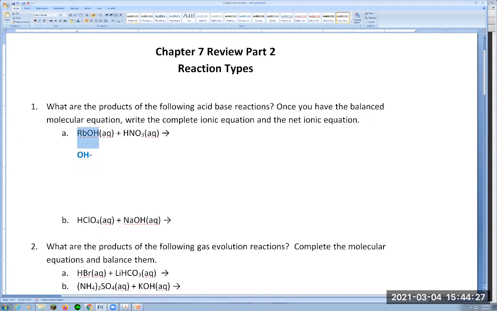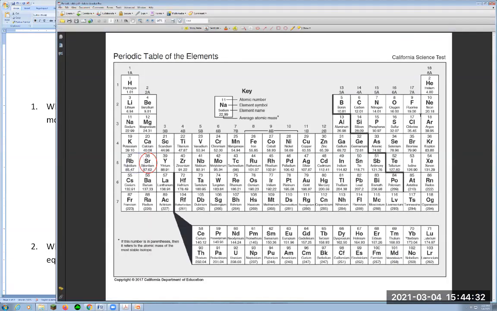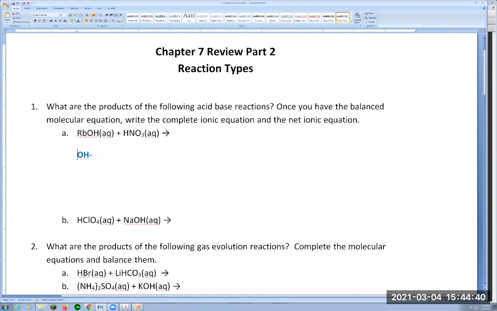The Rb is rubidium. So let's find Rb in the periodic table here. Rb is just next to strontium. It's in group 1A, so it's a +1 ion, rubidium. And it makes sense here because it's with only one hydroxide. So Rb is Rb+.